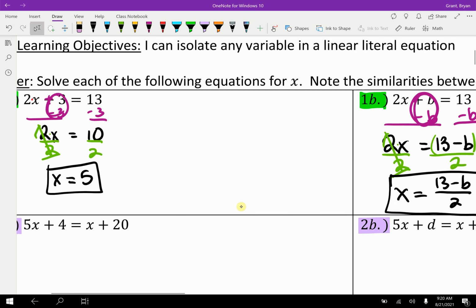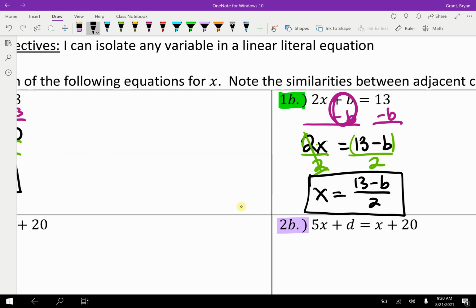Notice that we didn't actually get a value like we did on part 1a. We just essentially moved everything that was attached to the x over to the right side. Now, we might want to do that because if we found a value for b, like we said, oh, b is 10, what is x? Well, if b is 10 and we wanted to know what x is, then you would have to solve this equation and figure out x. But if I know b is 10 and we already have this form of the equation, then we can just replace b with 10. We do 13 minus 10 divided by 2, and we're done.